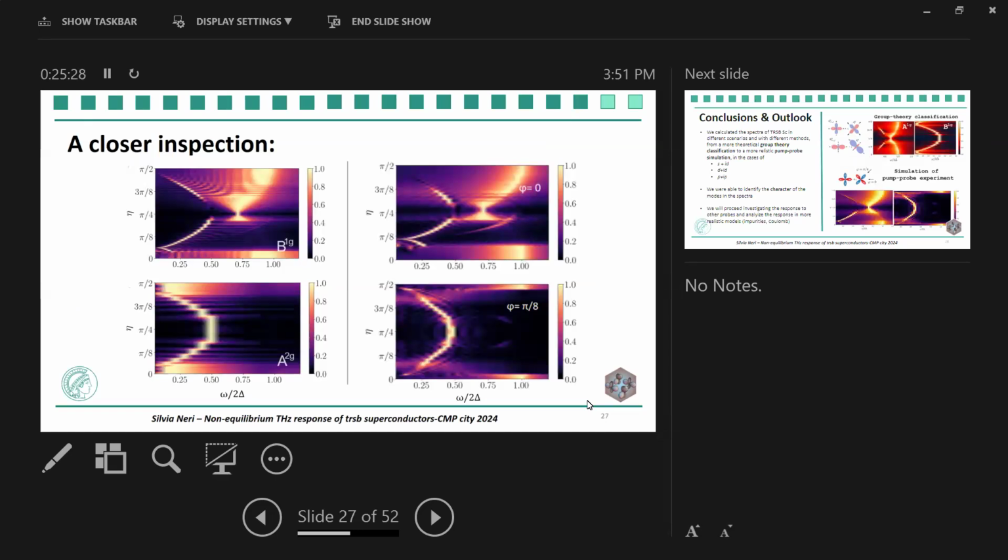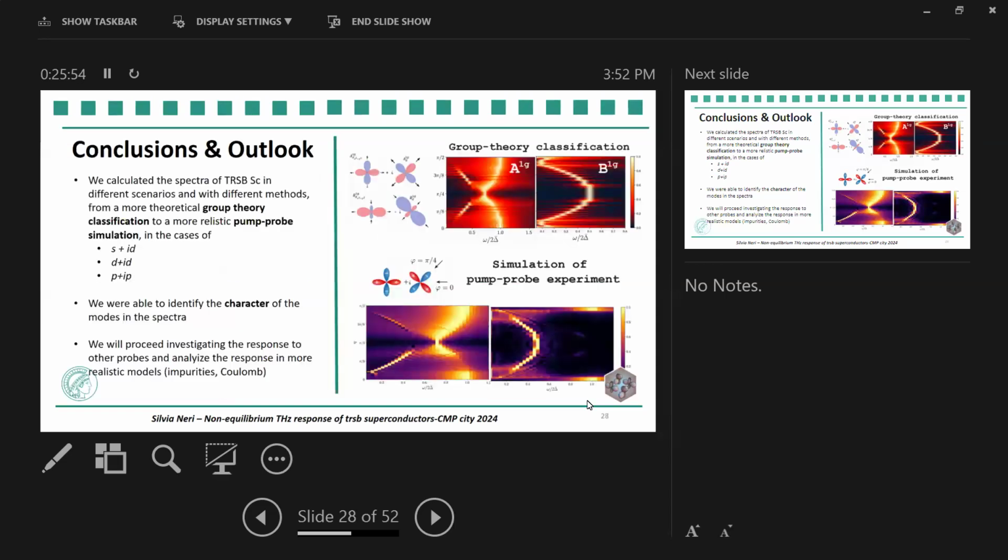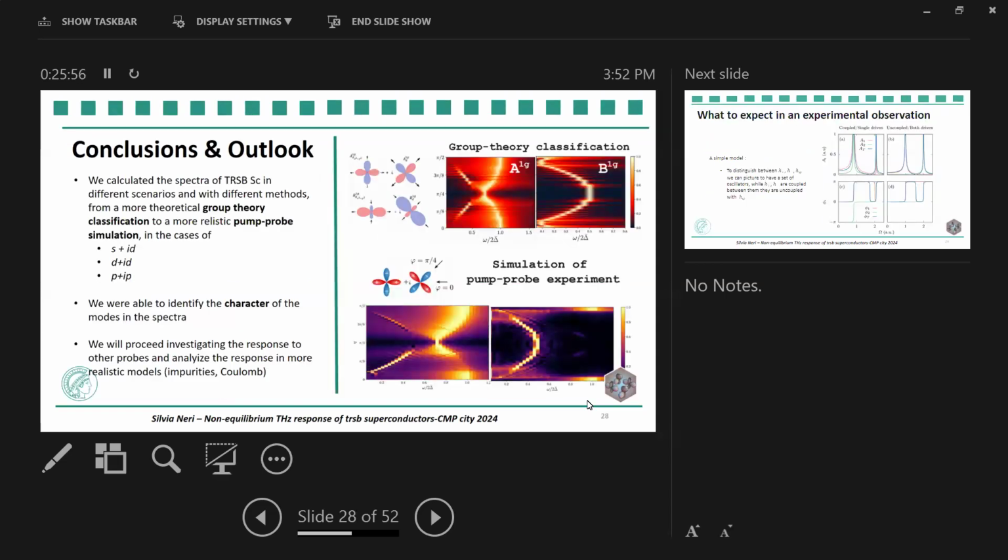Without longer inspection, what we can see is that we can do a mapping between what we excite with the pump and what we are exciting with the quantum quantity. So we know that at phi equal 0, we are exciting a B1g oscillation. At phi equal pi over 8, we are exciting an A2g. You can believe me if I say that at phi equal pi over 4, we are exciting a B2g. So this is all I wanted to show you. Thank you so much for your attention.